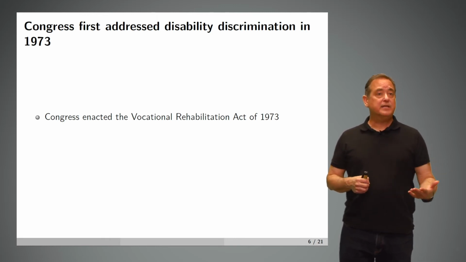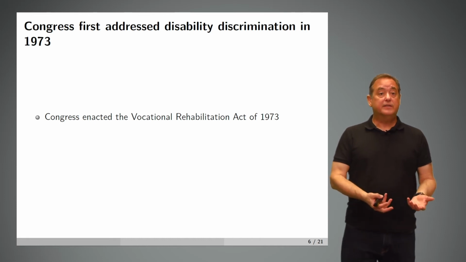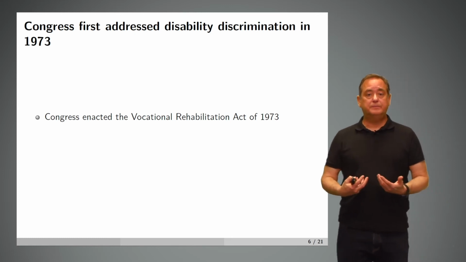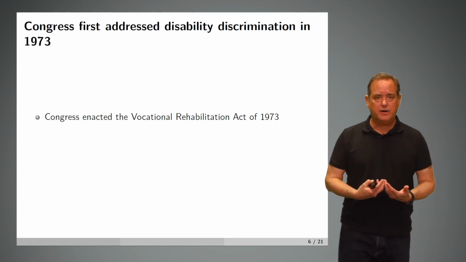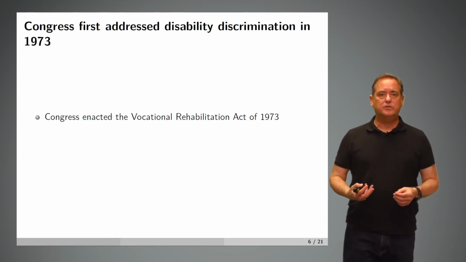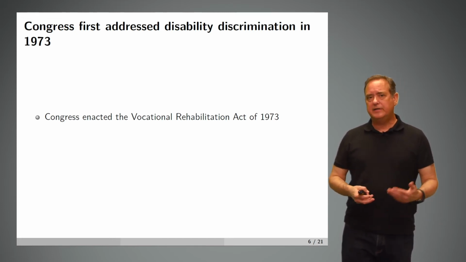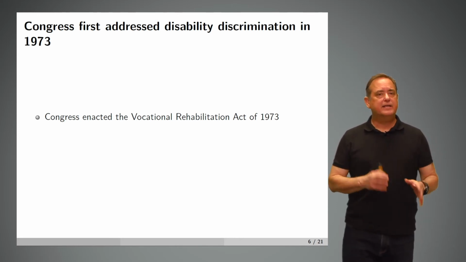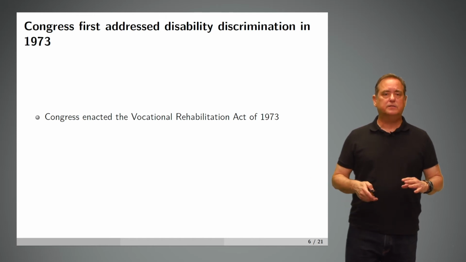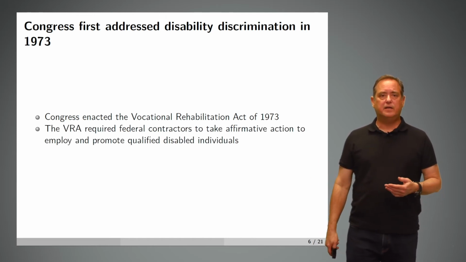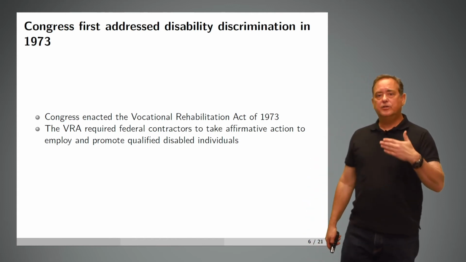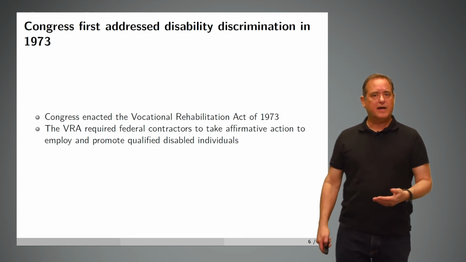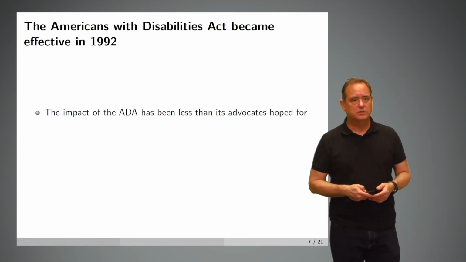And the reason that it was necessary in 1973 was this was following the war in Vietnam, and we had a number of wounded veterans returning and attempting to enter into the workforce and being denied the opportunity to get jobs because of their disabilities. So Congress passed an act that said if you do business with the federal government, you cannot discriminate on the basis of disabilities. And instead, you had to take affirmative action to employ and promote qualified disabled individuals.